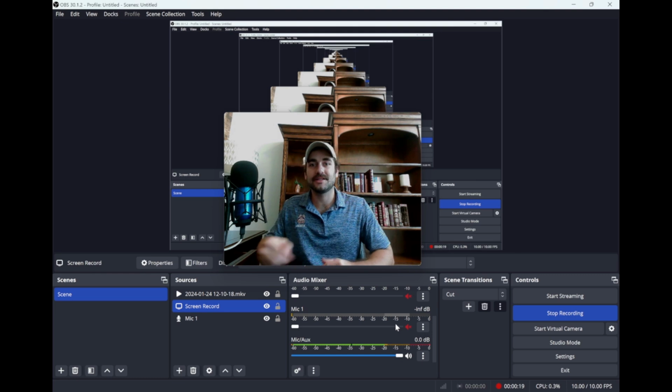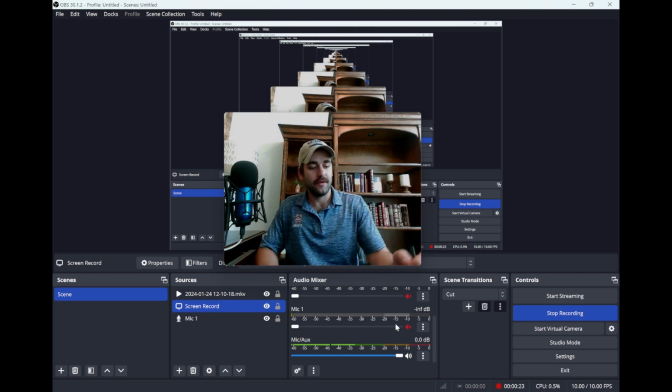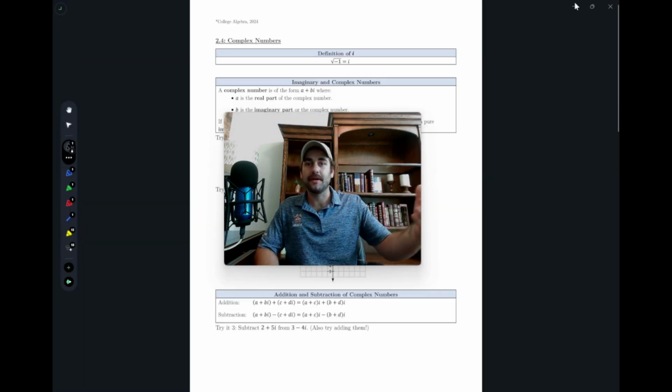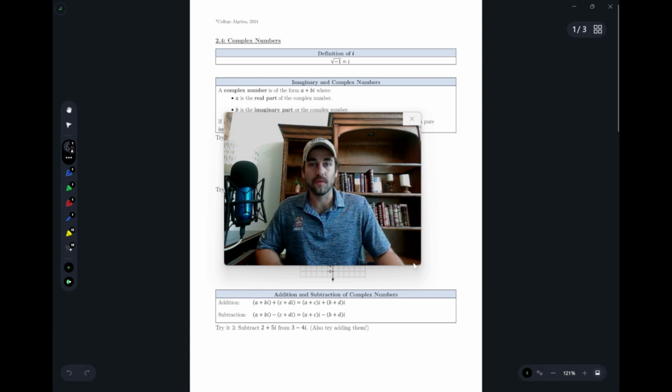Today we're going to be looking at section 2.4, or complex numbers. We're going to be looking at what happens when you get the square root of a negative number, or an imaginary part of a complex number. And we're going to look at some applications of that, and then we will look at some cool properties of complex numbers. So let's get started.